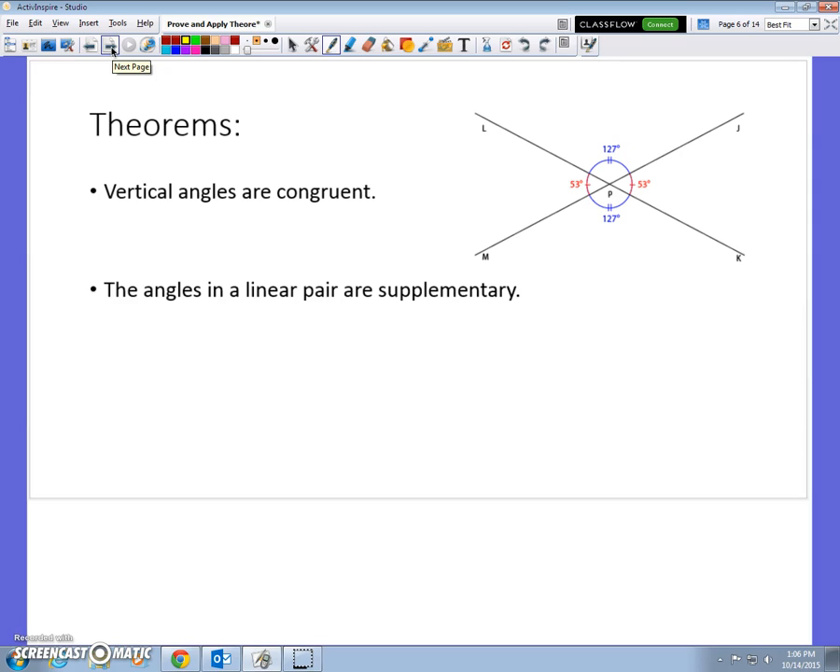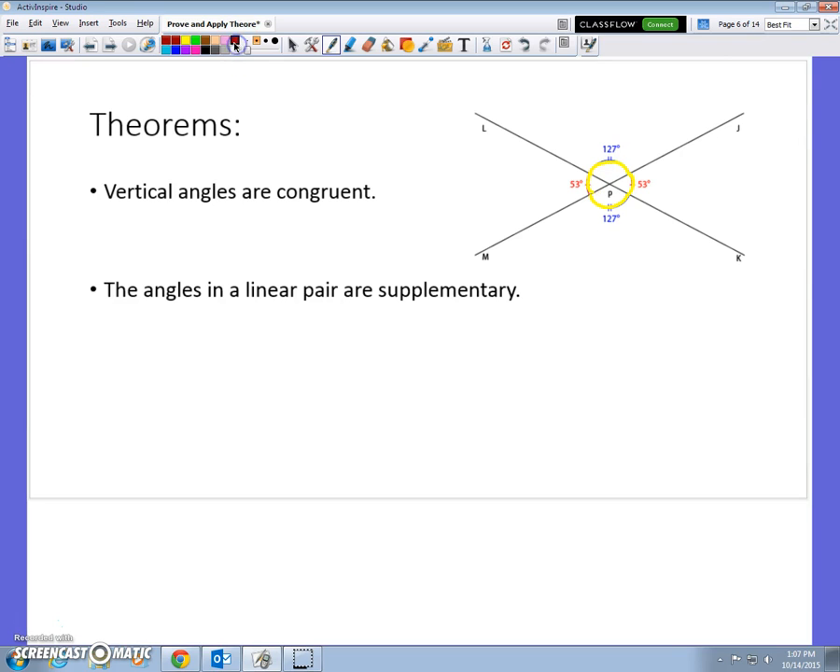Theorems, since I've been talking about it all day long, let's just go ahead and put it in words. Vertical angles are congruent. These are the specific degree measures here, so you can see them: 127 right here, 127 right here, 53, 53. They're exactly the same degrees if you're looking vertically, straight across from them. They're called vertical angles. The angles in a linear pair are supplementary, and we kind of talked about that already too.